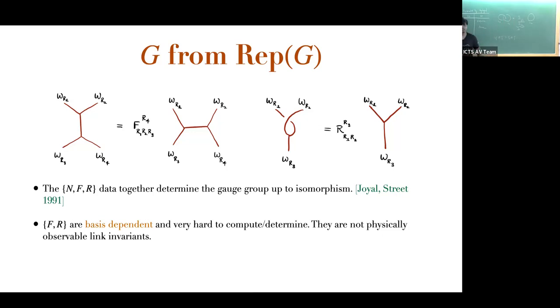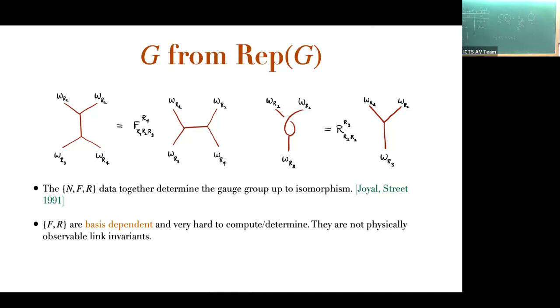Can I ask? Yes. So the fact that these things are basis dependent, and this is not the gauge invariant data that can give you back the group. You're saying that, but that does not mean that there's some redundancy in the data, right? There is no redundancy in the sense that if you don't know R, still you cannot fix the group up to isomorphism. You need to know N, F, and R in some basis completely to determine the group.